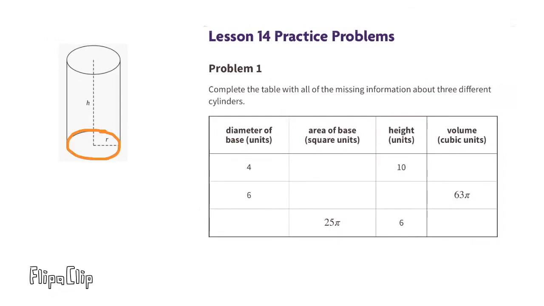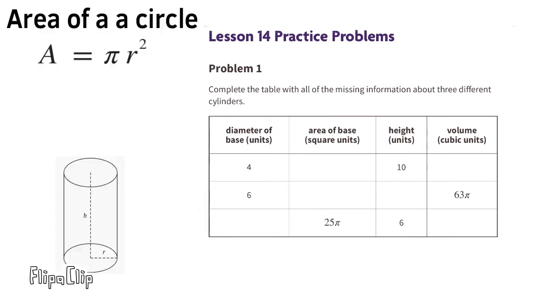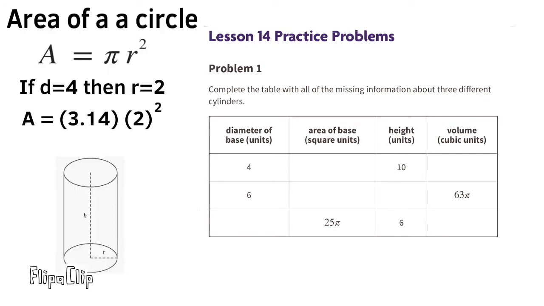They ask about the diameter of the base and the area of the base. Since it's a cylinder, it has a circle as the base. So to find the area of a circle, we need to multiply pi times r squared. When the diameter is 4, the radius is 2. We'll use 3.14 to represent pi. So the area will be 3.14 times 2 squared.